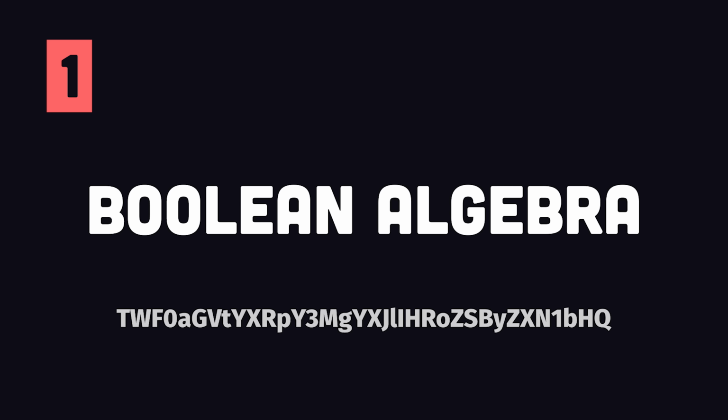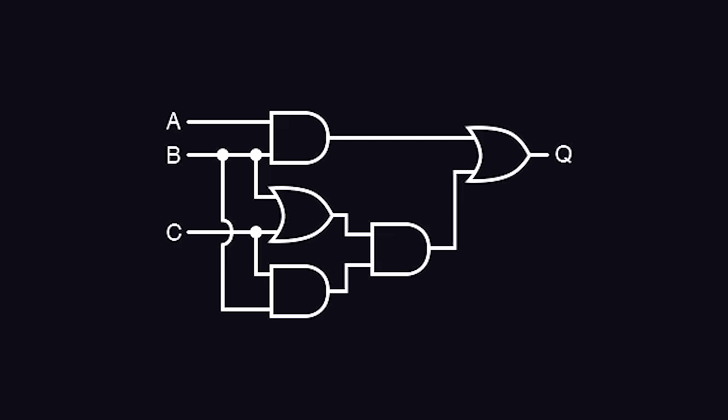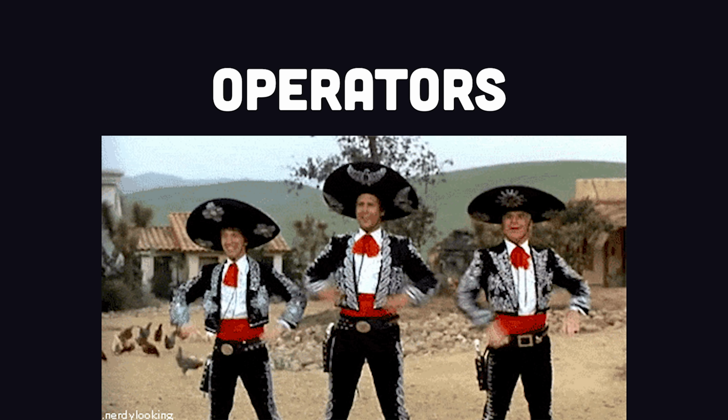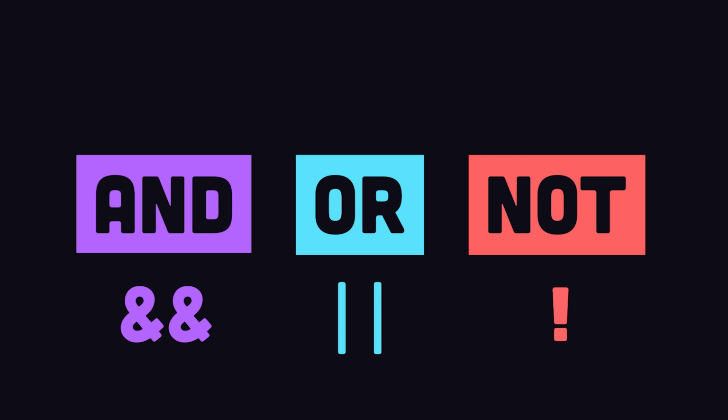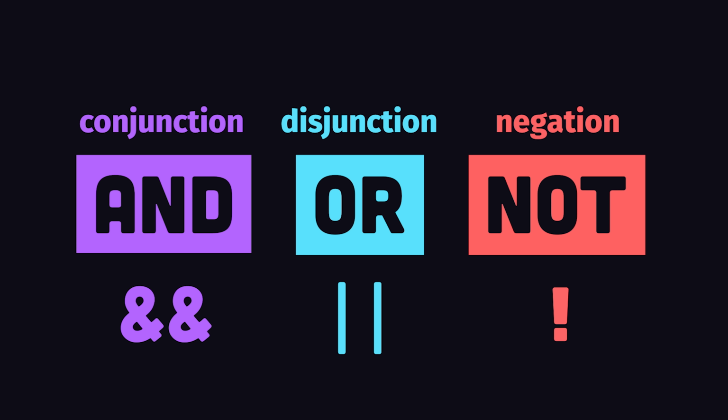Let's jump right into topic number 1, Boolean Algebra, which is used almost every time you write code. A Boolean is a binary variable that can have two possible values, true or false. Now there are three operators that you can use to work with them: and, or, and not, or conjunction, disjunction, and negation if you want to be fancy.